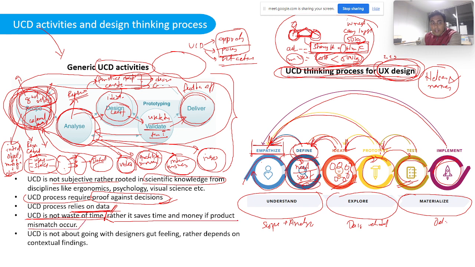So doing the user-centric design process is not a waste of time, rather it saves time when your product does not match the user's mental model. Similarly, as I said, it's not about designing a product with your gut feeling, but it's about contextual findings. It's like what the population says about it.